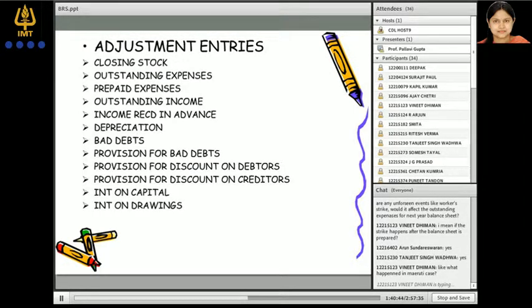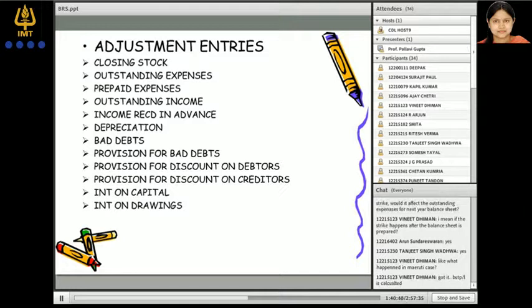Yes, I understood. You mean to say any unforeseen, negative circumstances which take place after the balance sheet date. If it is after the balance sheet date but before the finalization of the balance sheet, then it should be notified.